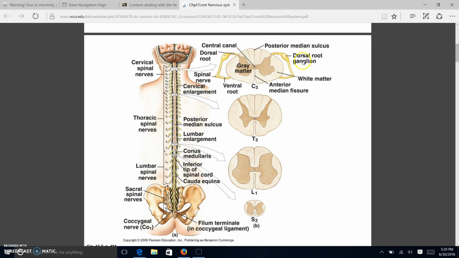Now, the dorsal area, the back area, actually has this enlarged area called the dorsal root ganglion, and this is where sensory neurons are going to come in. We're going to have our nerve cell bodies here, and then they're going to actually go in and synapse into the gray area. So I've got sensory information coming in through the dorsal part. I've got motor information leaving through the anterior or ventral part. So I have a dorsal root and a ventral root. The dorsal root has the enlarged area called a dorsal root ganglion, and we actually see nerve cell bodies of the sensory neurons in that area.